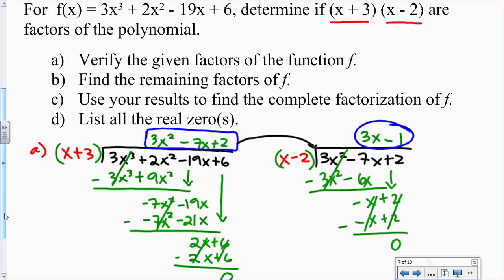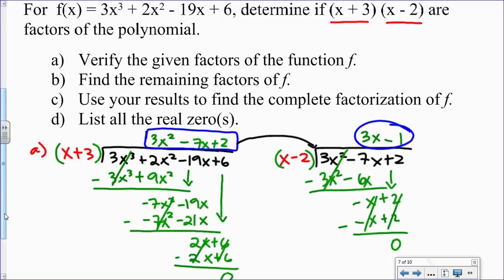If it didn't equal 0, then you know you did something wrong, because it's telling me that they are factors. We're verifying. So it's kind of like proofs in geometry. You know that it's true. We're just showing why it's true.